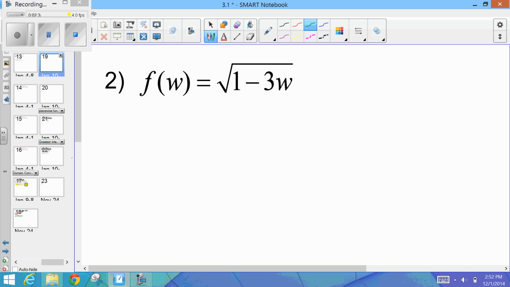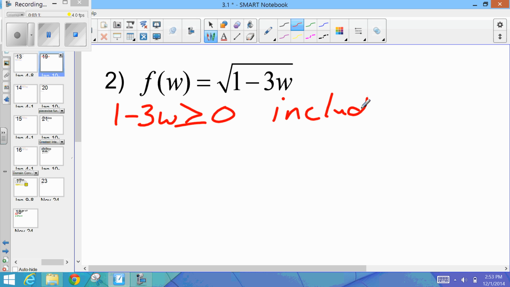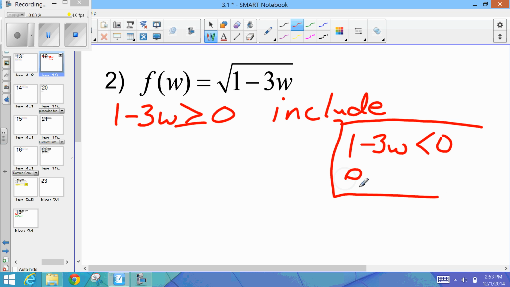Next problem. Again, we're looking to uninclude or restrict the domain in two possibilities: if we're taking an even root of a negative or if we're dividing by 0. Here we've got an even root. So let's see, where is the radicand negative? Or let me rephrase that. Where is the radicand either greater than or equal to 0? Because these are going to be the numbers that we are going to include. Okay, if we wrote 1 minus 3w is less than 0, these would be what we would exclude.